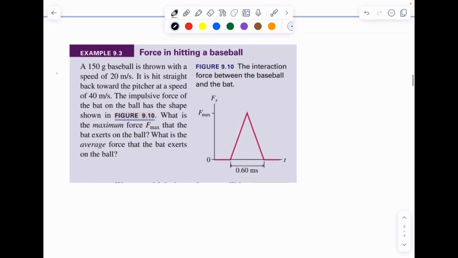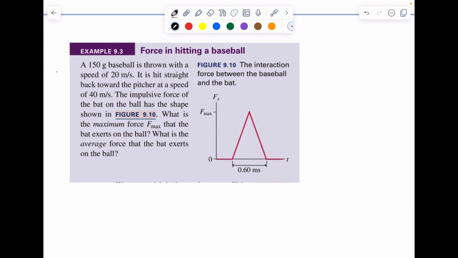All right, here we have another sort of force versus time example. We have a 150-gram baseball thrown with a speed of 20 meters per second. It is hit straight back towards the pitcher at a speed of 40 meters per second. The impulsive force of the bat on the ball has the shape shown. So the bat applies a force which increases very quickly and then decreases very quickly as the ball leaves the bat. What is the maximum force that the bat exerts on the ball? And then what is the average force?